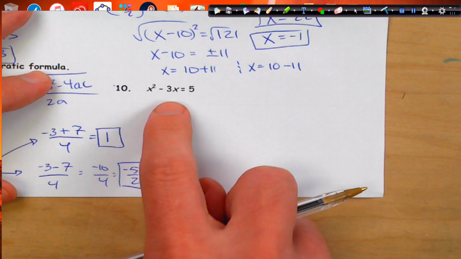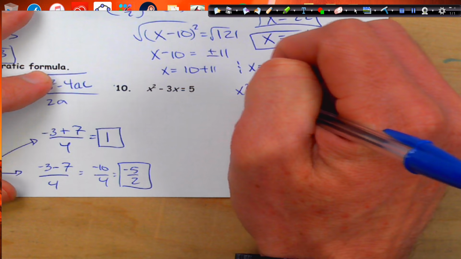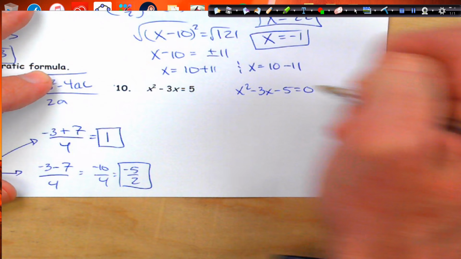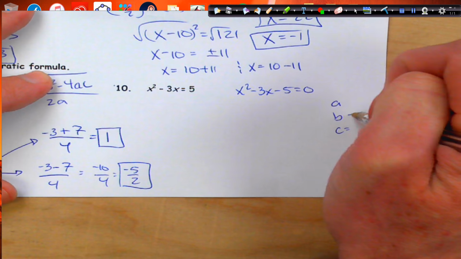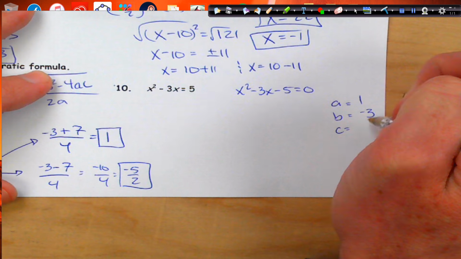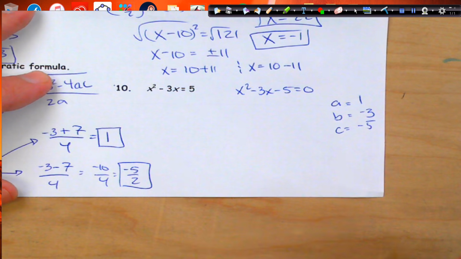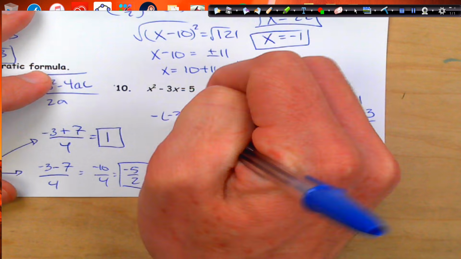This next one, we're going to subtract the 5 over first before we evaluate. And then we can get our a, b, and c values: 1, negative 3, negative 5. And so we're going to plug it in. Negative 3 is our b.